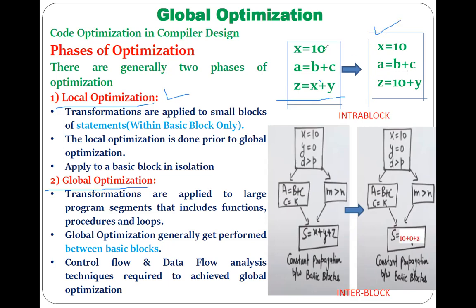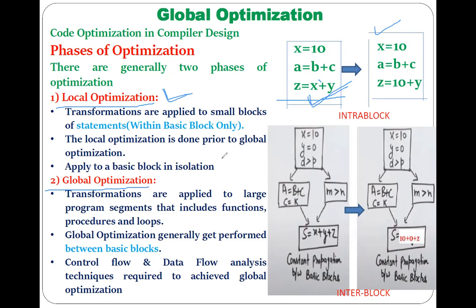Here we don't have to interact with another basic block. Within a single basic block only, we have performed the optimization. That is the reason it is referred to as a local code optimization. Okay. Now regarding this example also, last time I told you, just for your understanding purpose, I am recapping it.